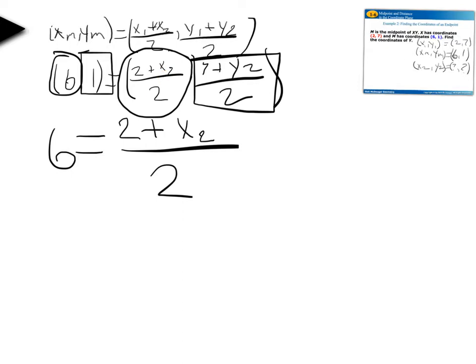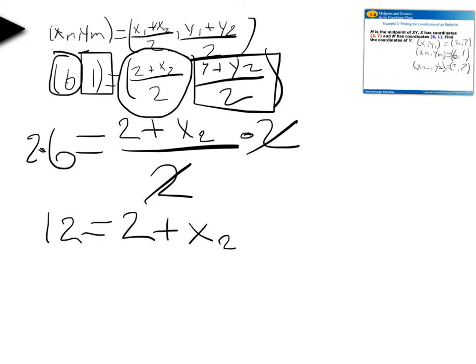So I've taken my x information and set it equal to the x information. Now I'm just solving for x. I multiply both sides by 2 because I'm dividing by 2. So that cancels this out, and I get 12 equals 2 plus x2. I'm going to subtract 2 from both sides. I get 10 equals x2. So my x2 value up here in this x2, y2, that first question mark is going to be a 10.